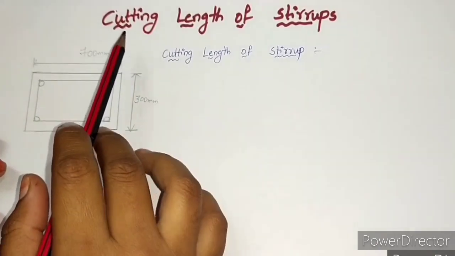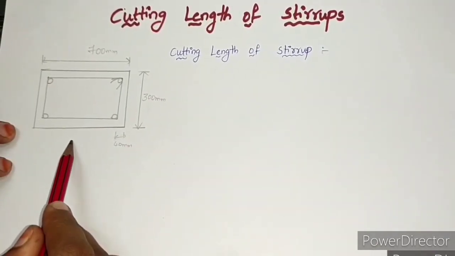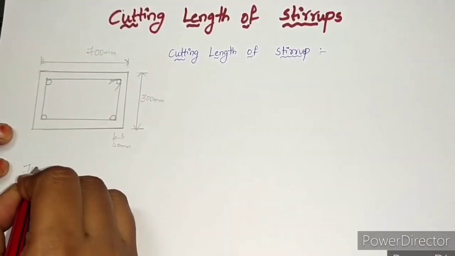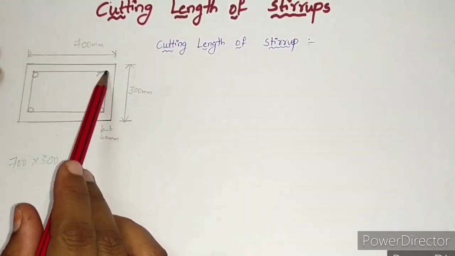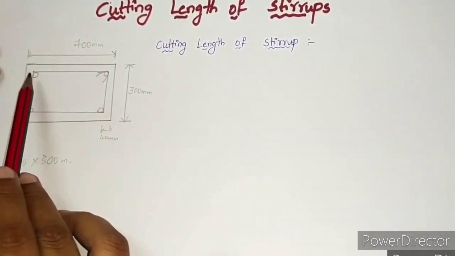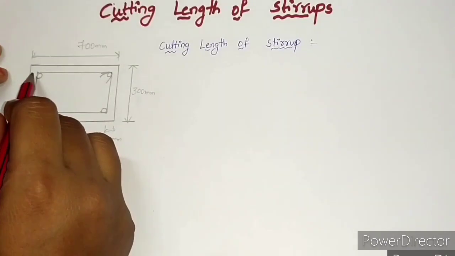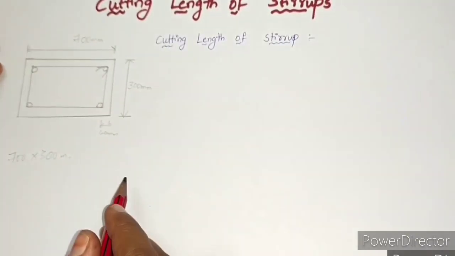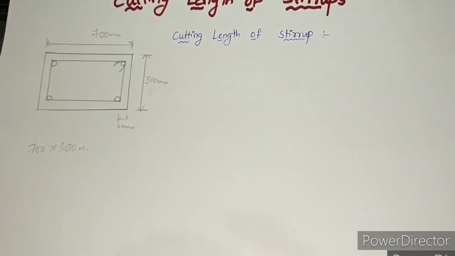Now we will calculate the cutting length of the stirrup. This is the column. The dimensions of the column are 700 by 300 mm. This is the stirrup. These are the main reinforcement. This is the hook. Now we will calculate this stirrup length, that is called the cutting length of the stirrup. First we will see the formula for the cutting length of the stirrup.